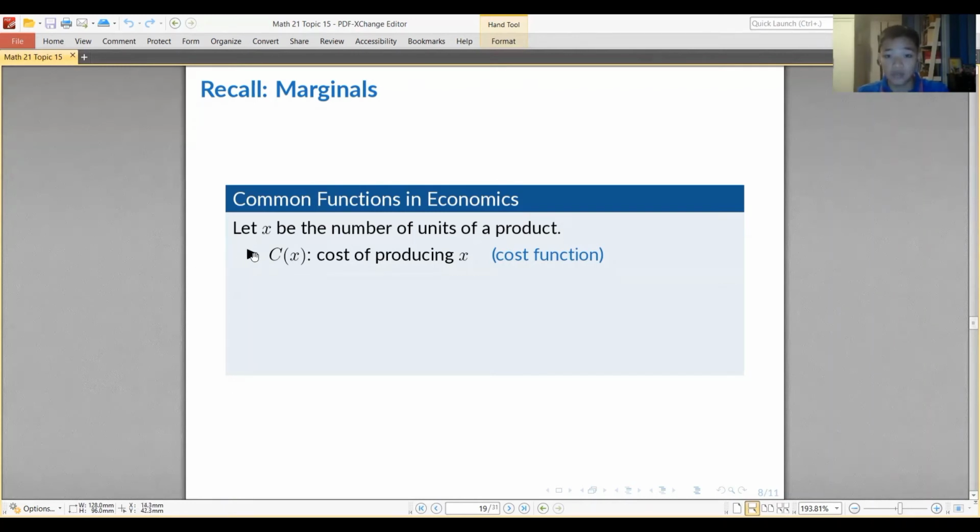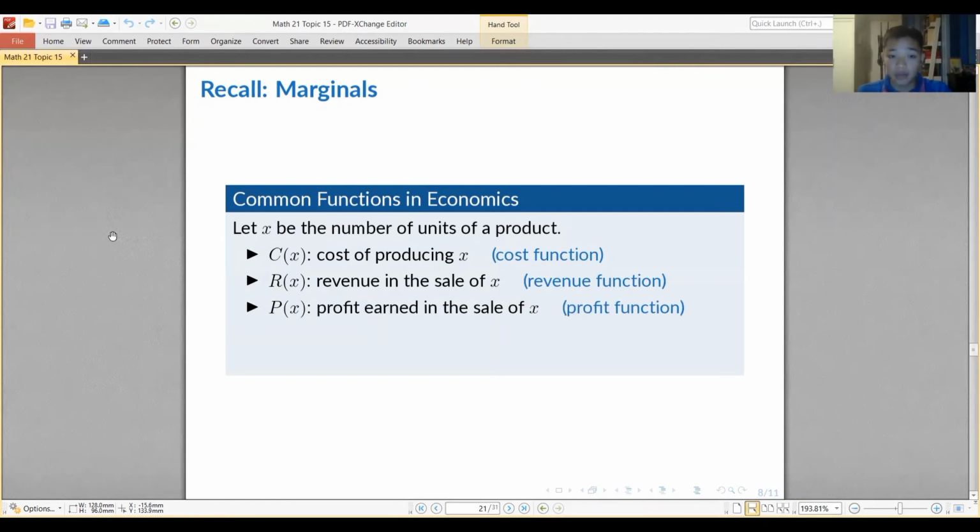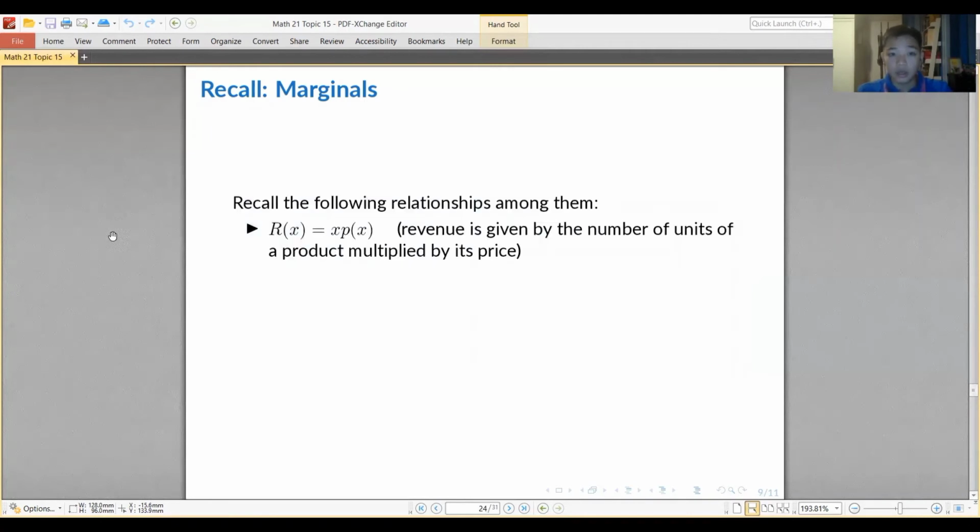We have this cost function, which we denote by capital C of x. And then we have the revenue function, which we denote by capital R of x. And then we have the profit function, which we denote by capital P of x. And then we have the price demand function, which we denote by small p of x. Now let's look at the relationships between the four aforementioned functions.